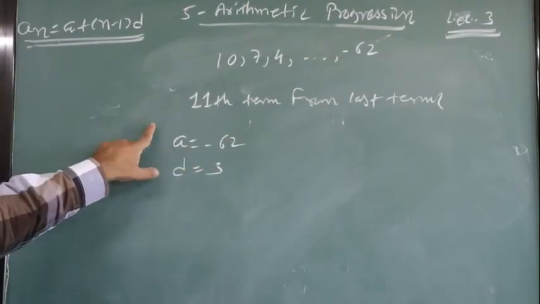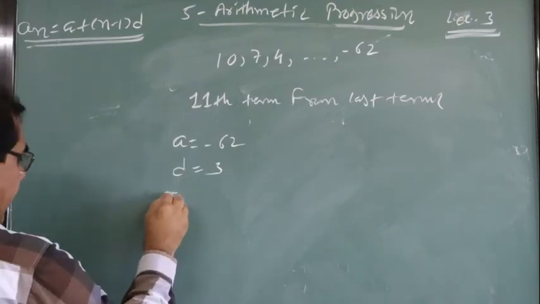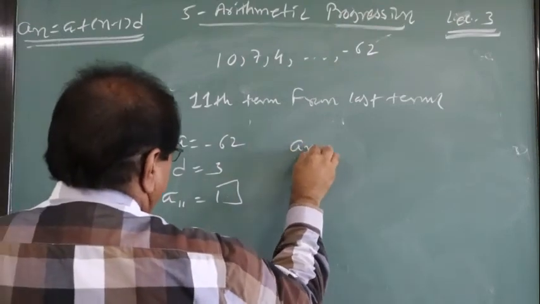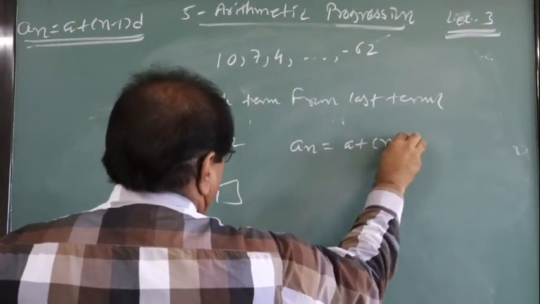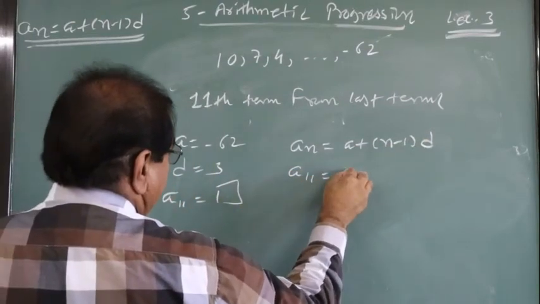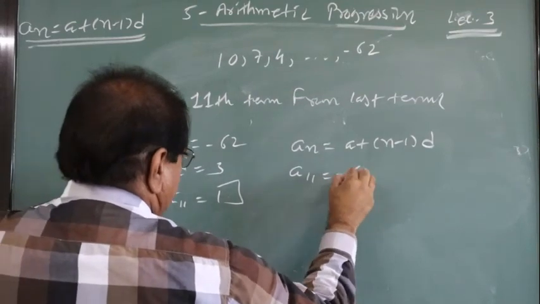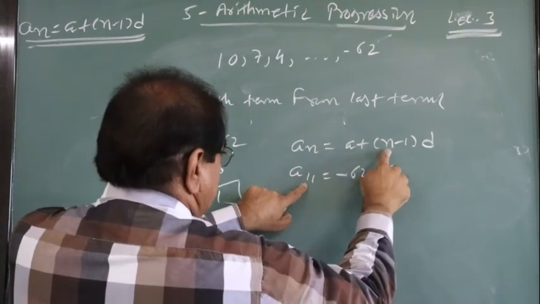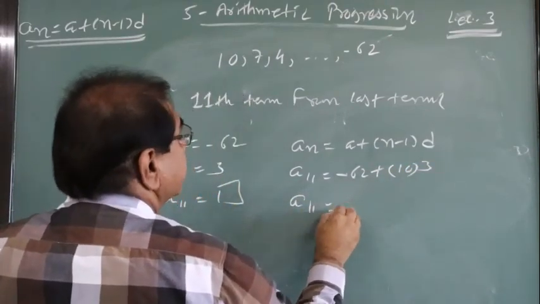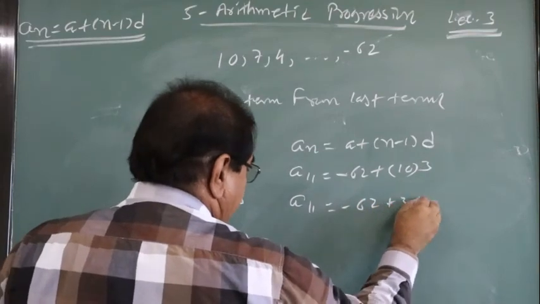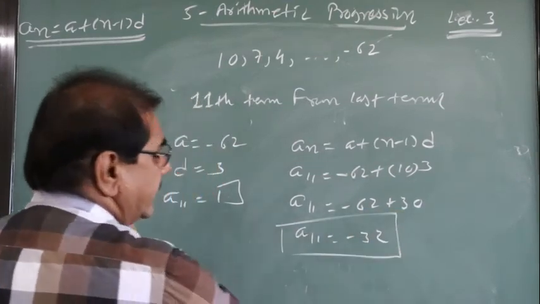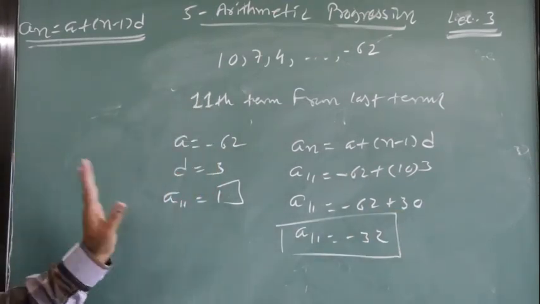Do you understand this? So we want to find the 11th term, a11. I write the formula. an = a + (n - 1)d. a11 is equal to a, which is minus 62, plus 11 minus 1, which is 10, times the difference 3. So a11 is equal to minus 62 plus 30. So a11 is equal to minus 32. Okay? So this is how we can find the answer.